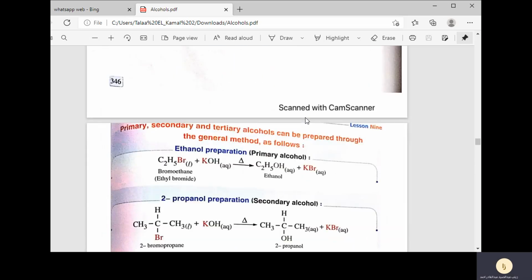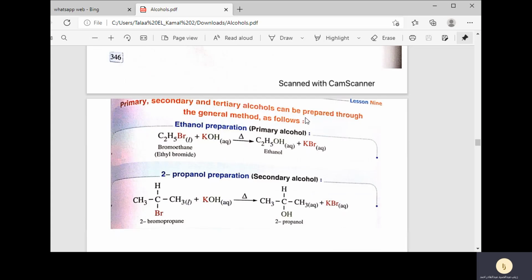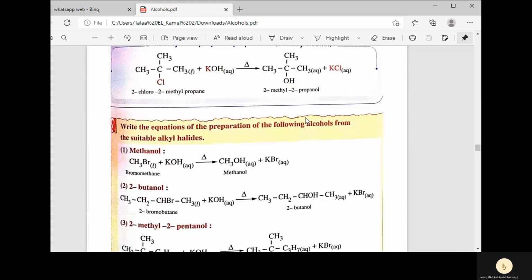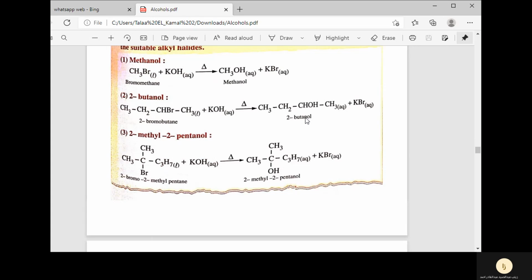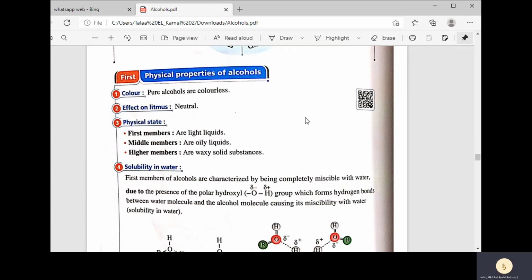If we talk about the physical properties of alcohols, as you know, alcohols are pure and colorless. They have a neutral effect on litmus, so it is not an acid or base, it is a neutral substance. The first members of alcohols are light liquids. As the number of carbons increases, the middle members are oily liquids. Higher members are waxy solids.